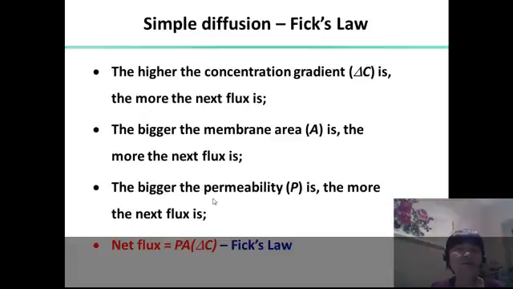You need to understand the contribution, which one is proportionally related to the net flux, but you will not be required to calculate how many molecules can be crossed by a membrane within a certain time. So you need to know it qualitatively. Okay, that is the simple diffusion. Let's take a break.